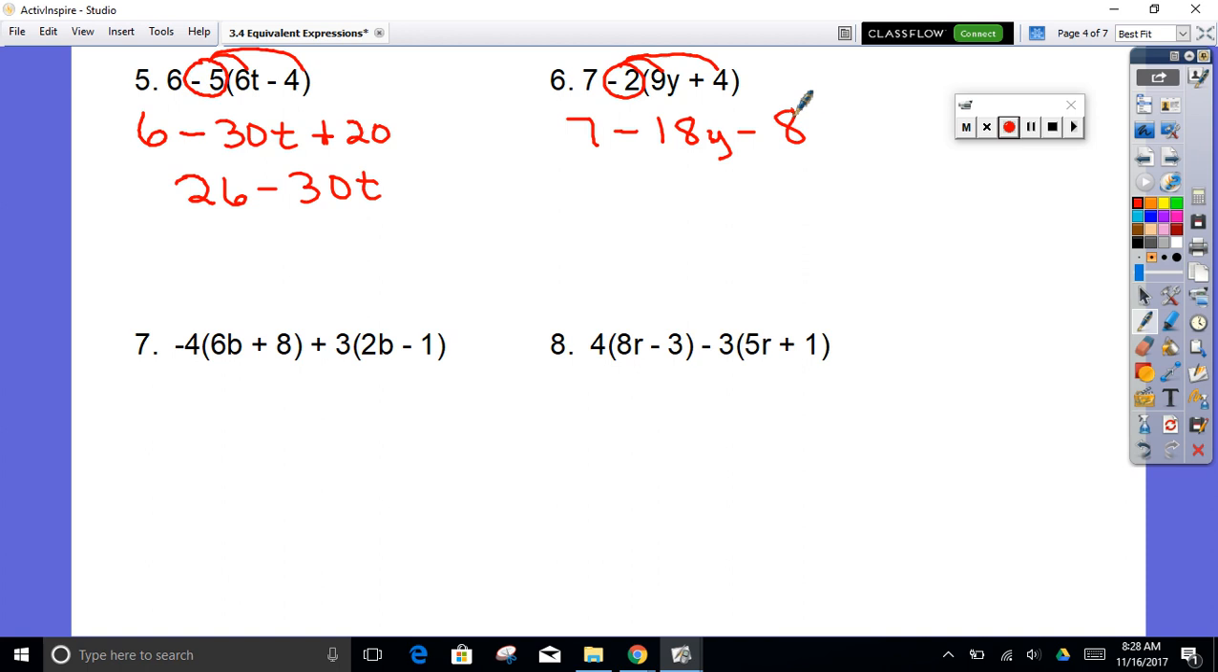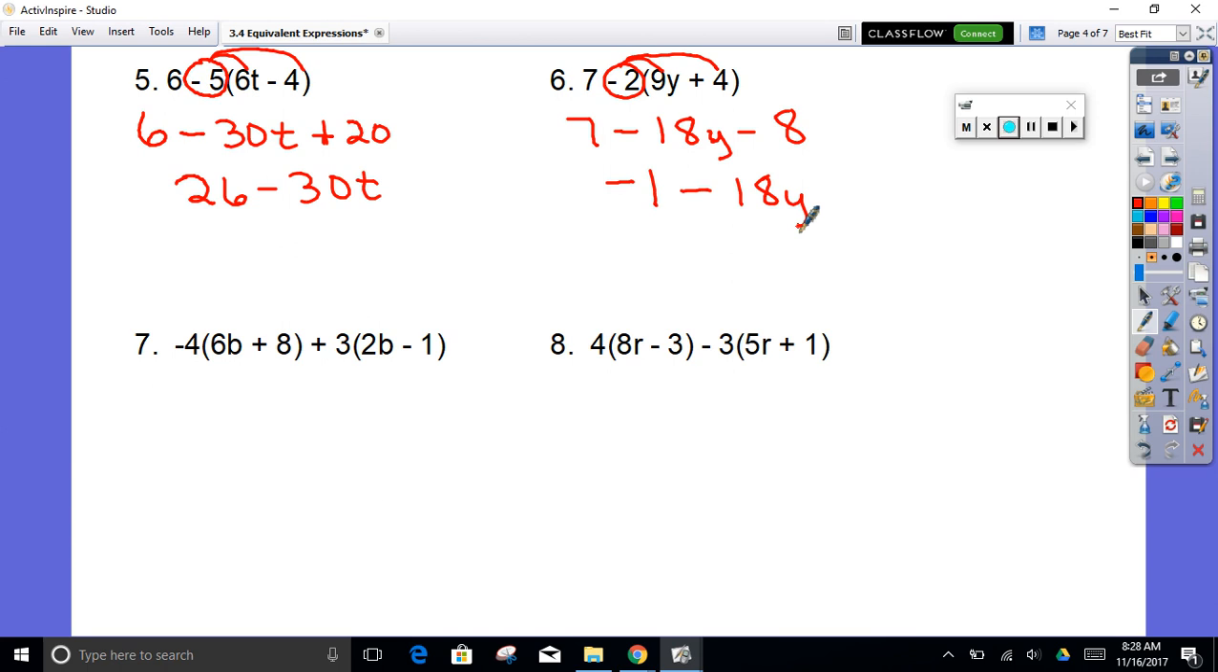Ross, combine like terms for me, please. 7 and negative 8 would be negative 1. Good. Minus 18y. Not minus negative, just minus, because if you did minus negative, it would really be added.